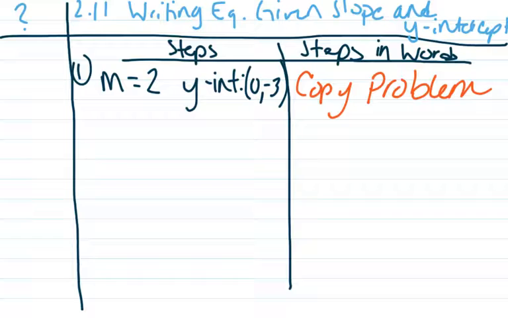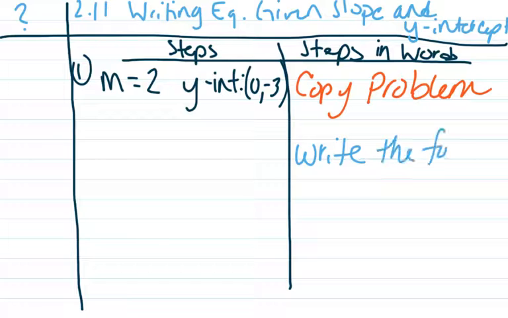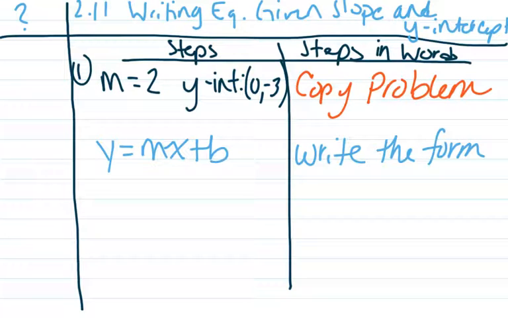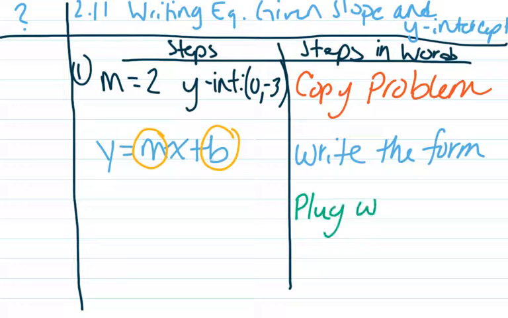Then the next thing we're going to do is we want to write the form we're writing in. So we know that we're always going to write our equations in y equals mx plus b form. So that means we need a slope, which is the m, and we need a b, which is the y-intercept. So then we are going to plug in what we know.